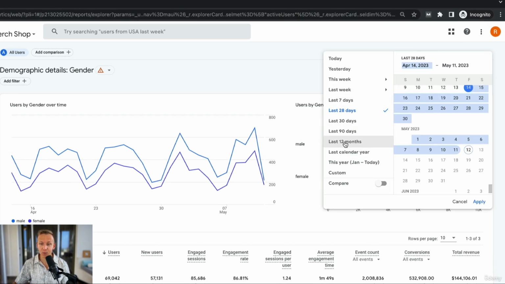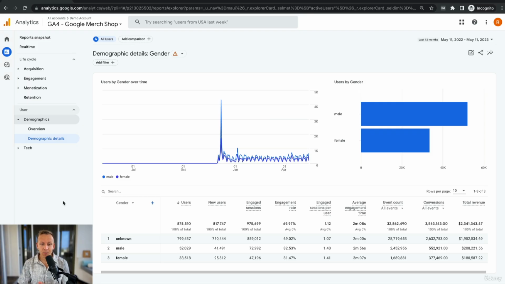So I'm going to change this to 12 months, apply. And now ask the question, is the pattern still true? And we can see here that while the changes aren't just as dramatic as we just saw, it is still very clear that judging by the amount of users versus the amount of revenue generated, women are worth more. And if you need to go down to the nitty-gritty here, we can calculate this.